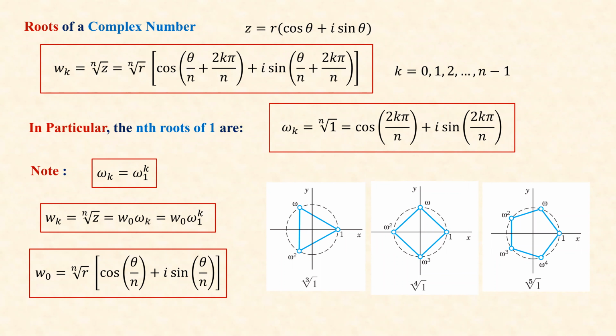All right. Any questions? I have a question. What is the difference between the w and the omega? w_k is the roots of z, but omega_k's are roots of 1. Okay, right? Thank you. You're welcome. Any other questions? All right.